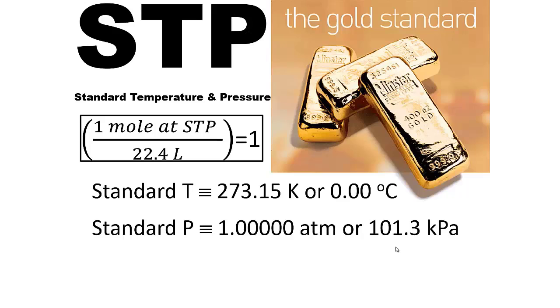So standard temperature and pressure, what are those values? Standard temperature just assumes 0 degrees Celsius, which is 273.15 Kelvin. Standard pressure is assumed to be 1 atmosphere, or 101.3 kilopascals. So just like when we're converting from grams to moles to molecules, you can convert all of these units. It just depends on how you want to express it.